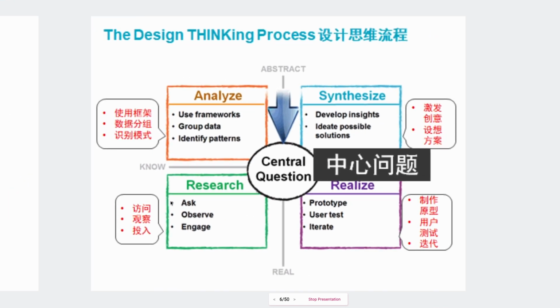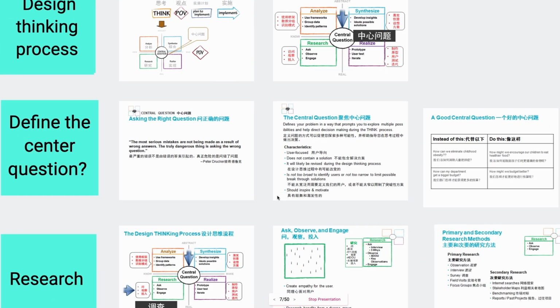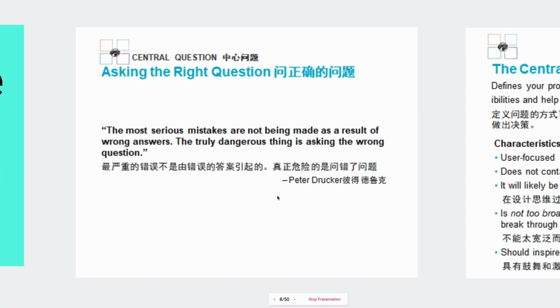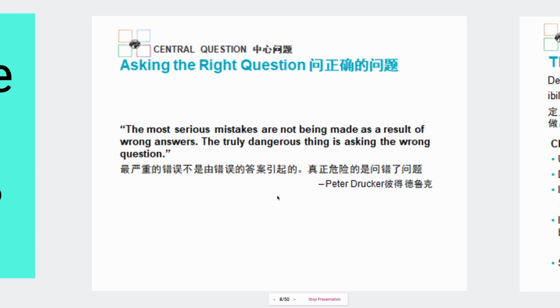So the first step of our think process is the central question. How can we define the central question? Peter Drucker said that most serious mistakes are not made as a result of wrong answers. The truly dangerous thing is asking the wrong question. So how can we ask the right question? For all the answers, we can go to Baidu, we can go to Google, but how to ask the right question is really important for all of us.